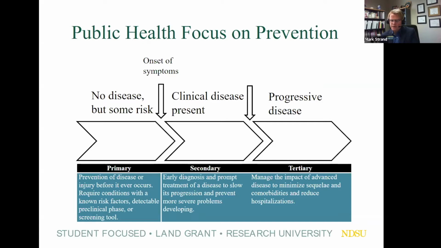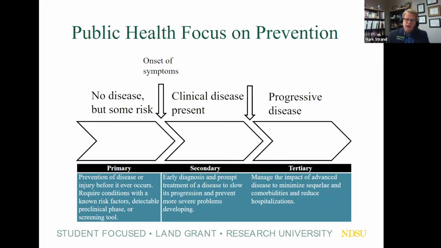So let's think about our basic principles of public health for a moment. So using the concepts of primary, secondary, and tertiary prevention, a lot of work has happened at the tertiary prevention level where we manage the impact of advanced disease to minimize, in this case, overdose and overdose deaths. So we would like to move upstream and be able to focus on primary prevention where the person doesn't have disease, but they're at elevated risk, prior even to the onset of symptoms or clinical presentation.